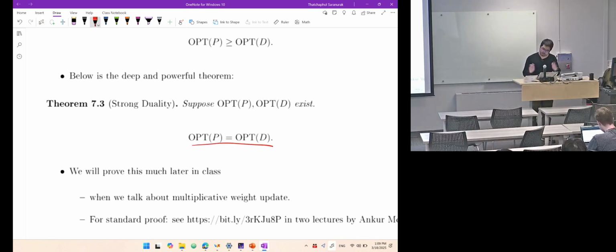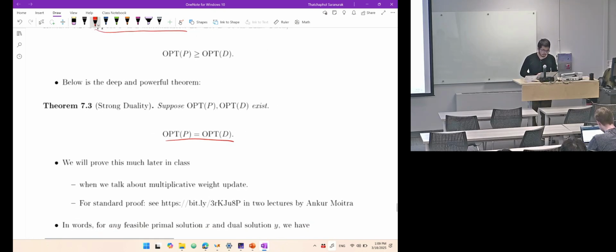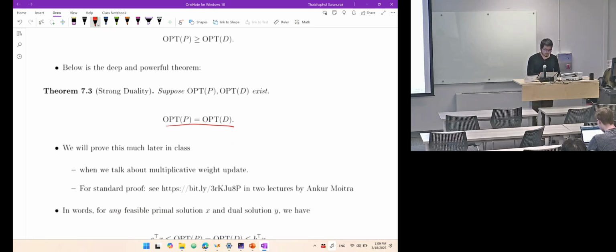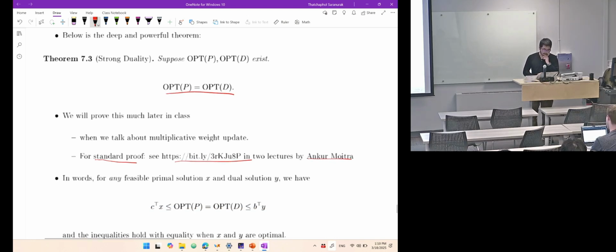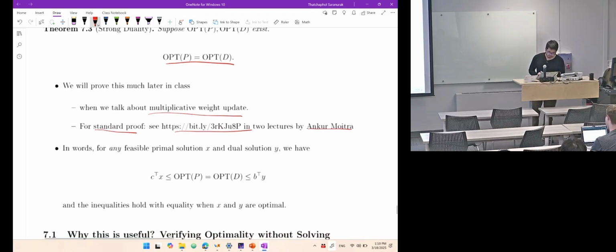So take this for now. We prove it later. But if you want to learn the proof, which is a standard proof, you can learn it from this MIT course from our Uncle Moitra. I'm going to prove this in a very different way, using weight update. But later. Okay, so inverse again.